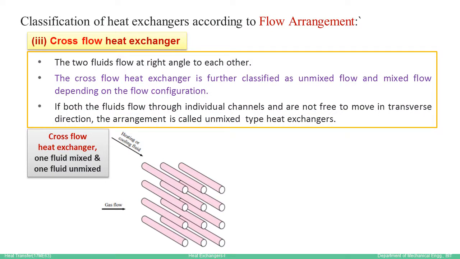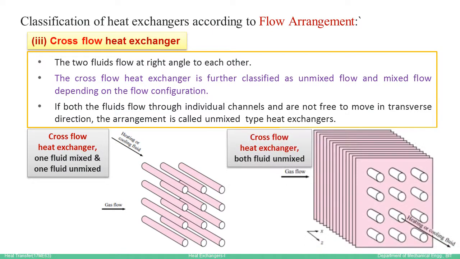And we can provide two separate channels for the fluids to flow through, and in such case they are not free to move in transverse directions, and this arrangement is called unmixed type, that is, both the fluids unmixed. You can see they cannot move in transverse direction. Gas flow and the cooling fluid are moving at right angles to each other. Gas flows in the gap between the plates, whereas the other fluid flows through the pipes.